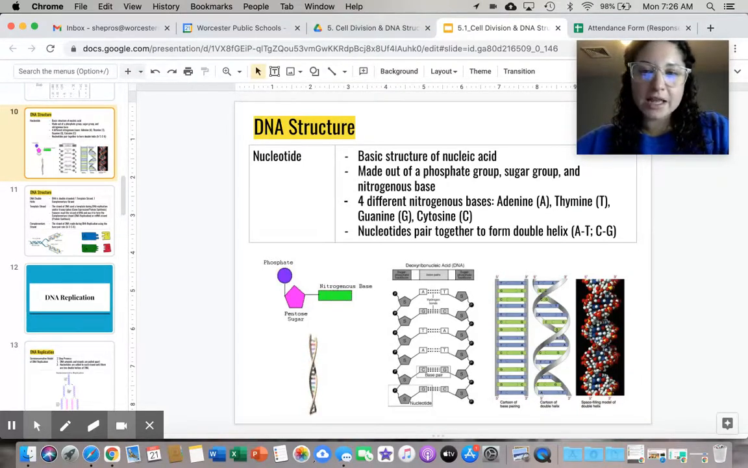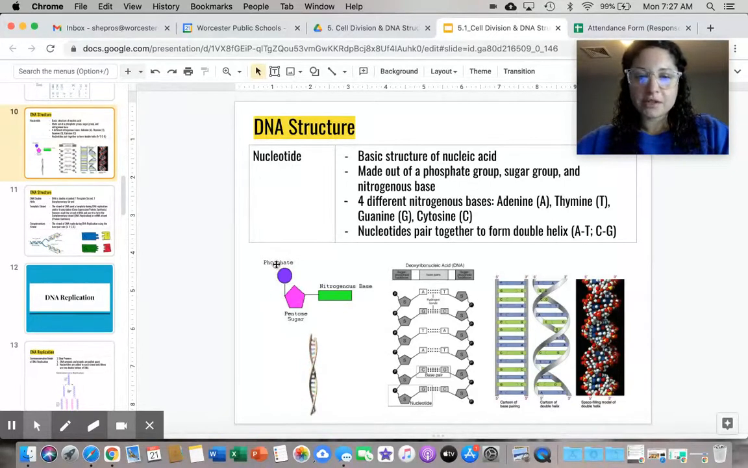For DNA, there are 4 different nitrogenous bases: adenine, thymine, guanine, and cytosine. They're usually called by the first letter of their name, so A, T, C, and G. You might have heard that before. And then the nucleotides are going to pair together to form the double helix shape.